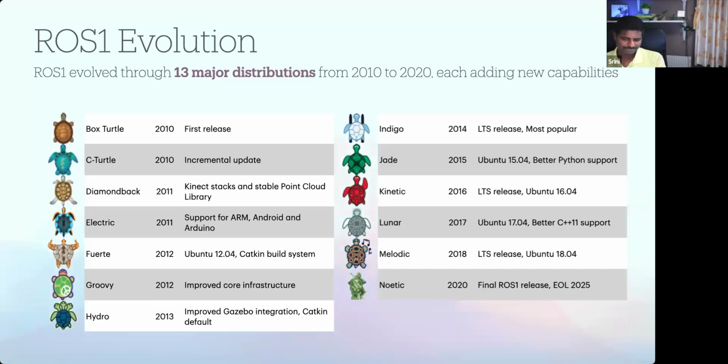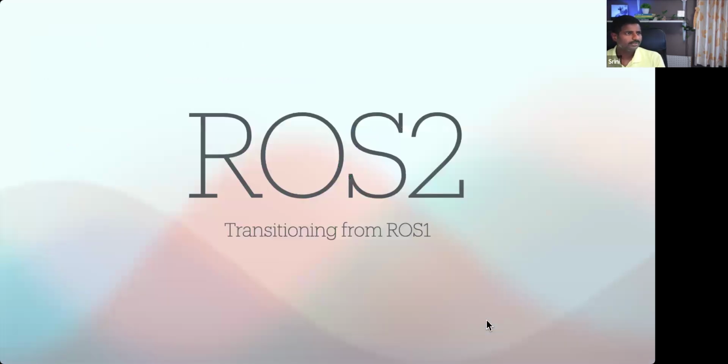End of life support for it is 2025, this year. So going into 2026, there is no ROS1 release that is supported. So it's an important thing to note. If you're developing software, you have to start with ROS2. It's not recommended to start any software in ROS1 at this point. So that's the major part about ROS1.